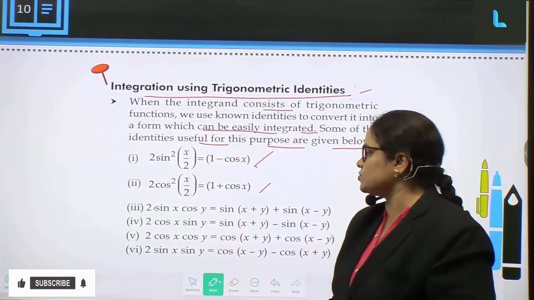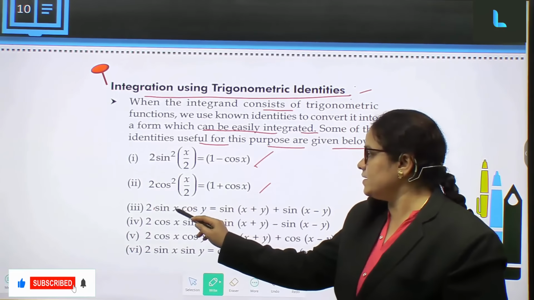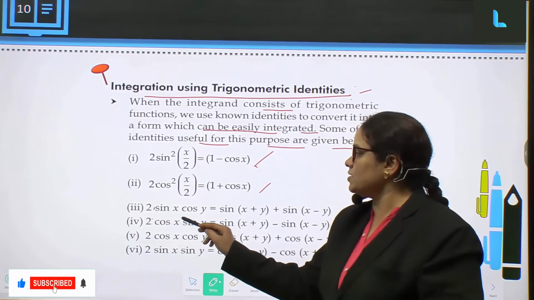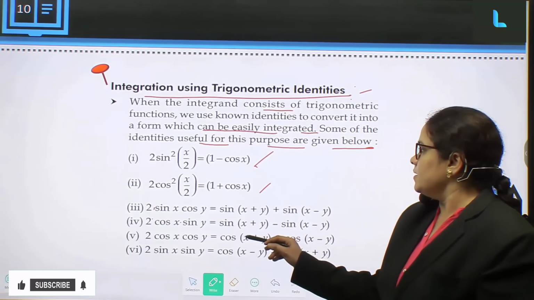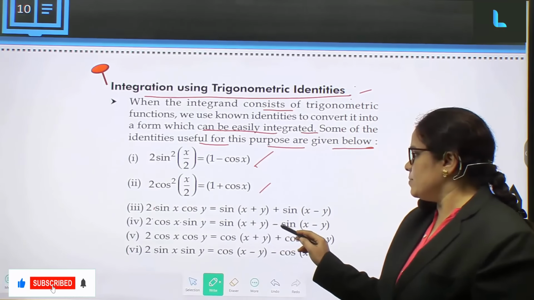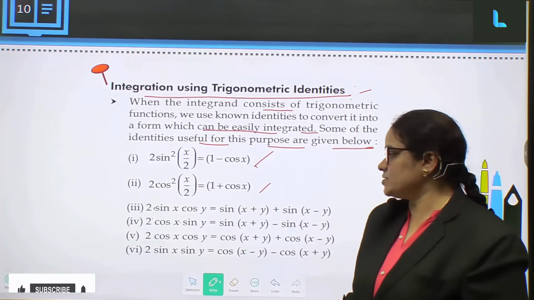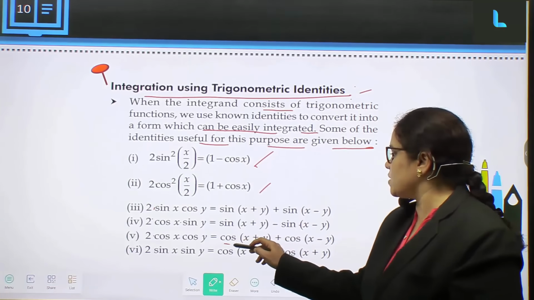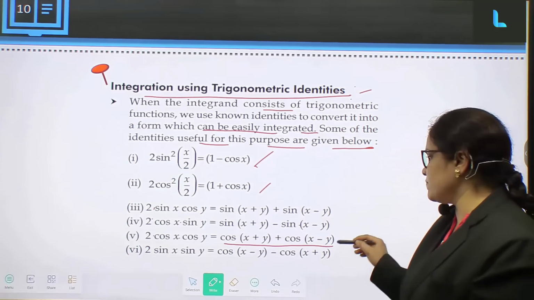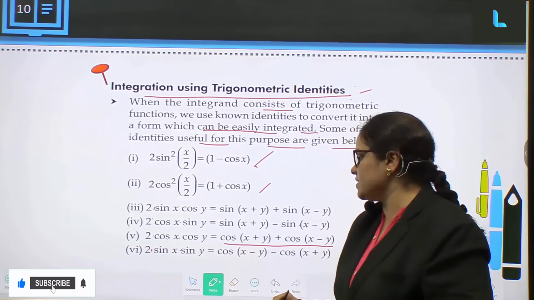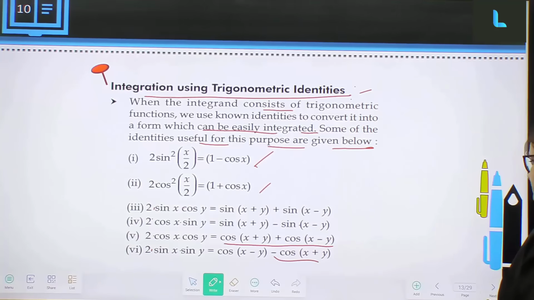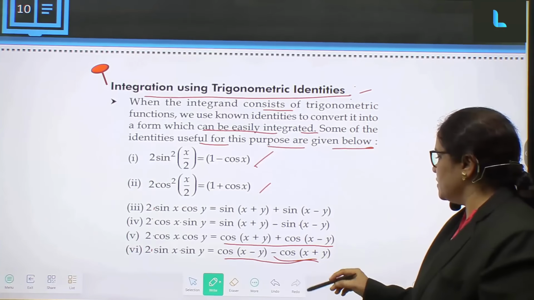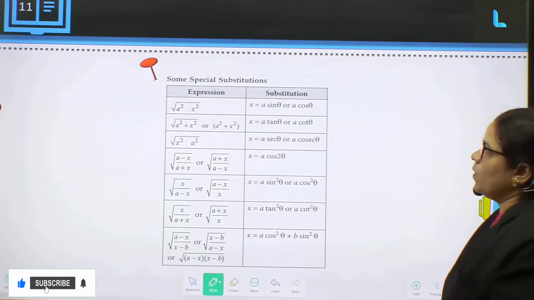Next, 2 into sin x cos y equals sine of x plus y plus sine of x minus y. 2 into cos x sin y equals sine of x plus y minus sine of x minus y. Next, 2 into cos x into cos y equals cos of x plus y plus cos of x minus y. Next, 2 into sin x sin y, just change the sign, equals cos of x minus y minus cos of x plus y.